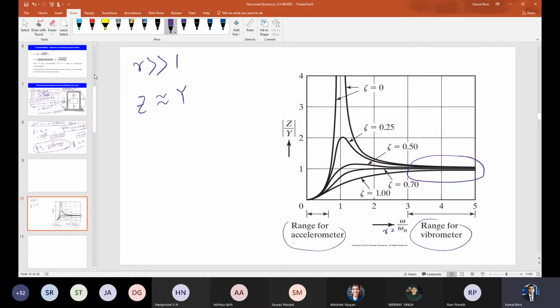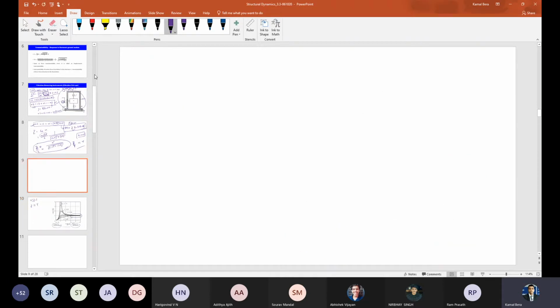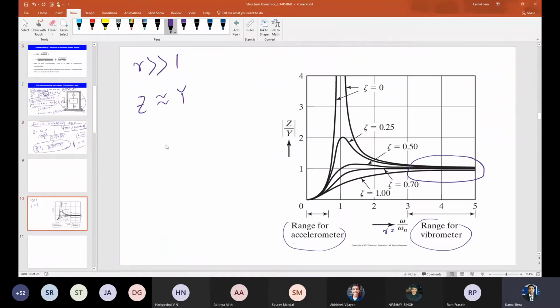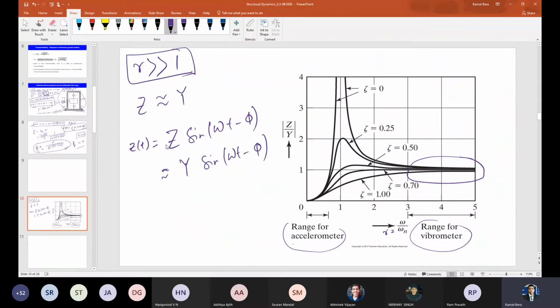Am I right? Now go back to the previous slide. What is z(t)? Small z(t) is capital Z sine omega t minus phi. So can I write Y sine omega t, obviously, if this happens, in this range or further? Is it right? Any doubt? Yes, sir. Okay, then it is done.